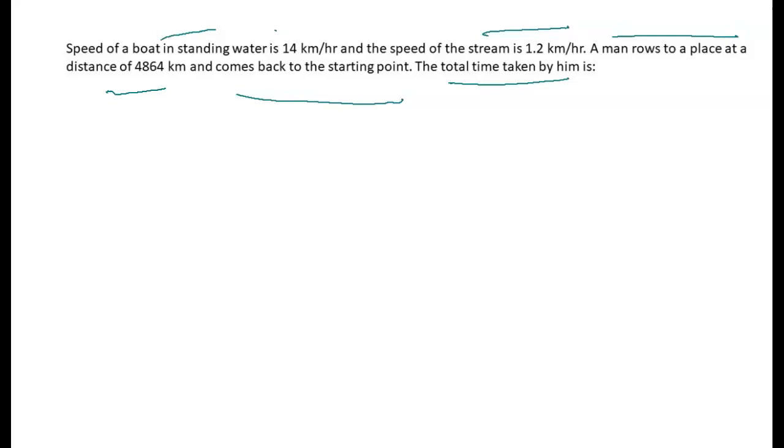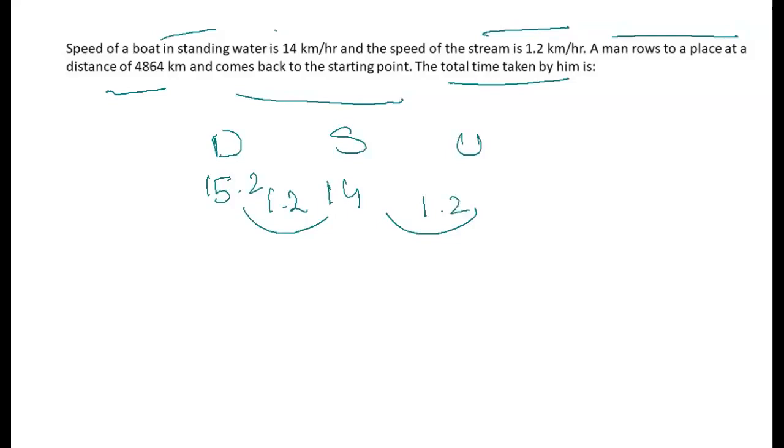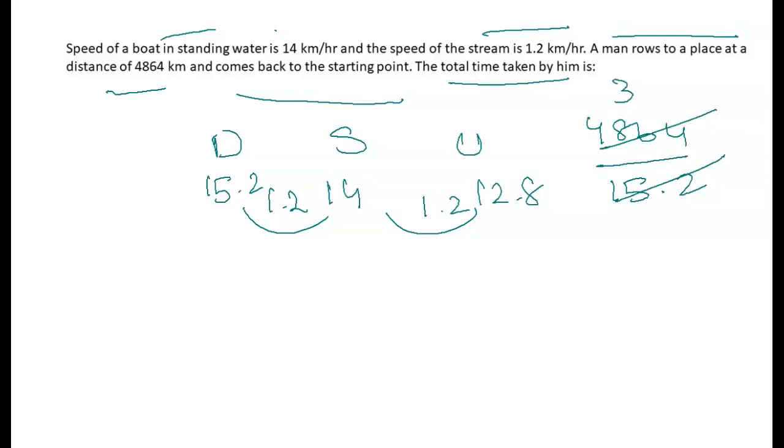See, we know the speed of the boat in still water is 14, and the stream's speed is 1.2. Added, the downstream speed is 15.2, and upstream is 12.8. For him to go 4,864 kilometers and come back, the total time taken is going to be 4864 divided by 15.2, which is 320 hours. So it's 320 hours for him to go downstream.